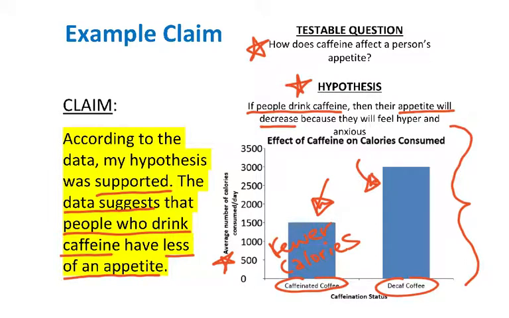It's a 2-sentence claim. According to my data, my hypothesis was supported. Okay, the data seems to back up my prediction. The data suggests that people who drink caffeine have less of an appetite.